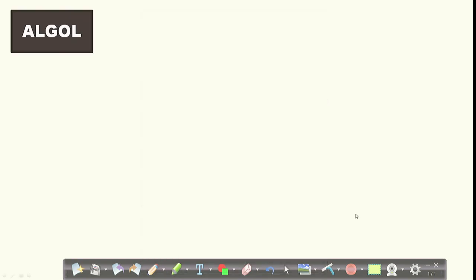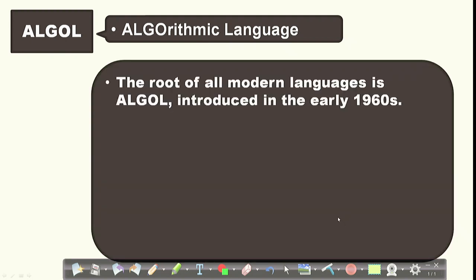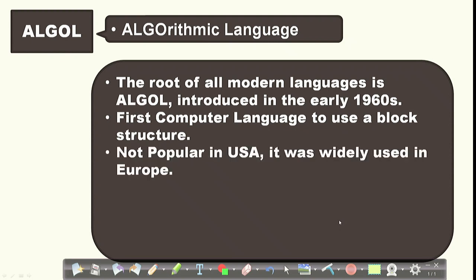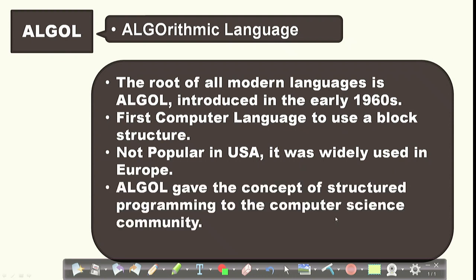We will start with the first language, ALGOL, that is known as the algorithmic language. That is the root of all modern programming languages, introduced in the 1960s. It was the first computer language that used the block structure. It was not popular in the USA, but it was widely used in European countries. ALGOL gave the concept of structured programming to the computer science community. So the concept of structured programming was introduced by this programming language.